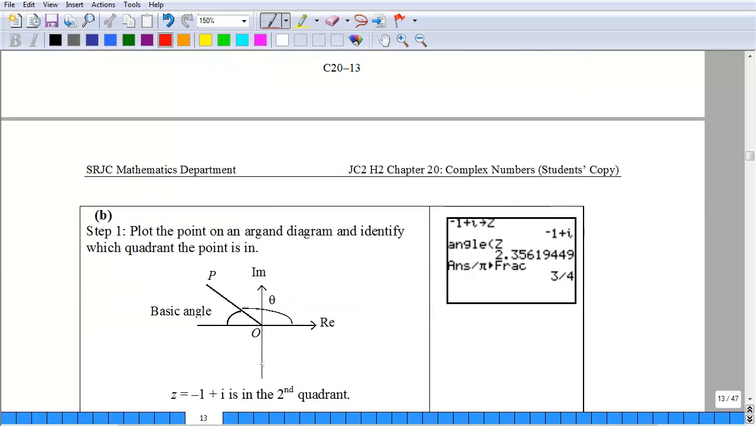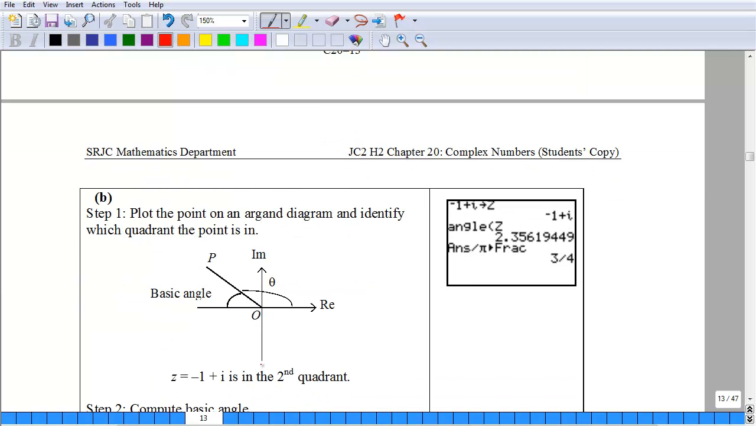Look at part B. Now in part B, we are asked to find the argument of z equals negative 1 plus i. So we again locate where z is: we move 1 unit to the left, and we move 1 unit up. So this length is 1, and this length is 1.